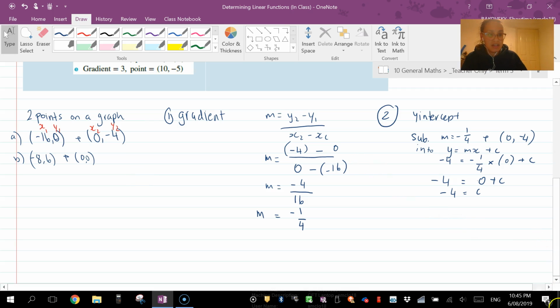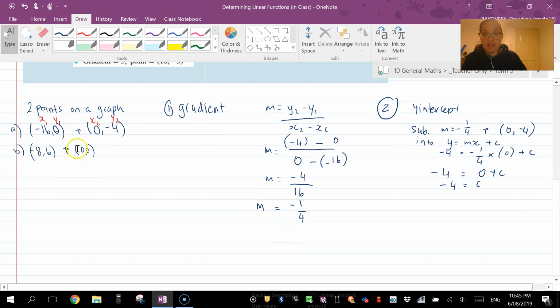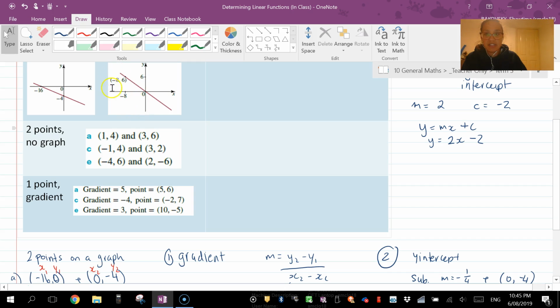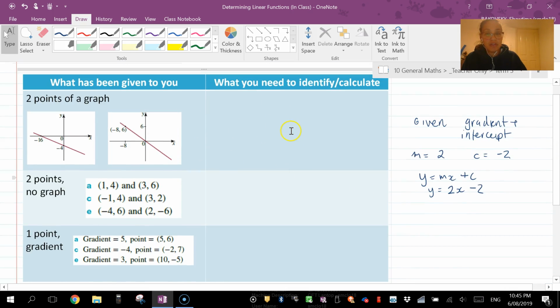So doing the second one, again, that'll be your y-intercept. So it doesn't matter, you could use that. So if you have 2 points on a graph, you use one, you find the gradient, and then you use that to find the y-intercept. Now sometimes it's been given to you on your graph, and you could do that by inspection, or you can also do that using substitution. So up here, you need to fill in what you would need to identify and calculate from these pieces of information.